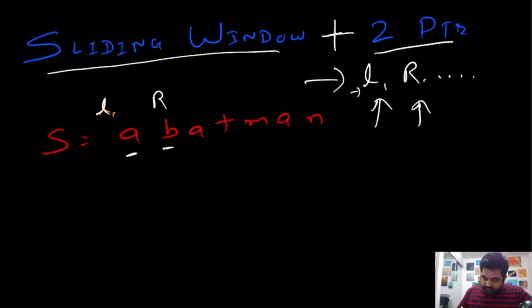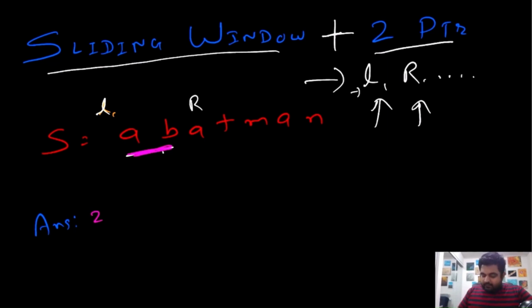Also at the same time, we are going to have an answer variable where we are going to store the length of the maximum substring we were able to find with all unique characters. Initially this value was 1, but now we have found that there are 2 elements in this substring that has all unique elements so far. Now we are going to update our right pointer again. So the right pointer will come over here.